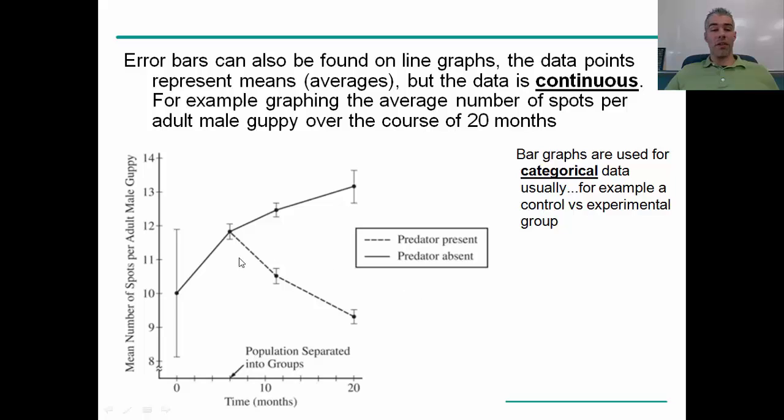Error bars can also be found on line graphs, as you can see here. This is actually out of an old AP Bio practice exam, and it shows you the bigger the error bar, the more spread there is in the data. The smaller the error bars, the higher probability that we fall within that range.